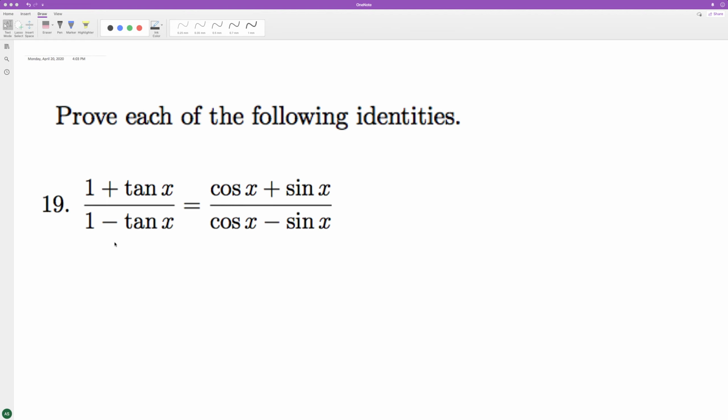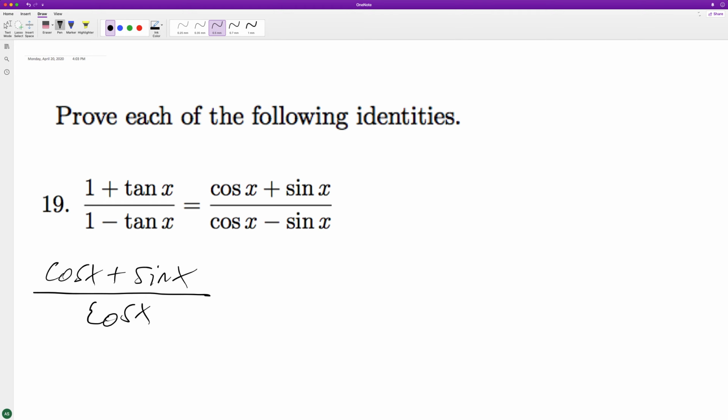Here. So what we'll do here is convert each of these. So tangent equals sine of x over cosine of x. So we can convert this into cosine of x plus sine of x. We're getting a common denominator here. So they both share cosine of x. And the same principle here, cosine of x.